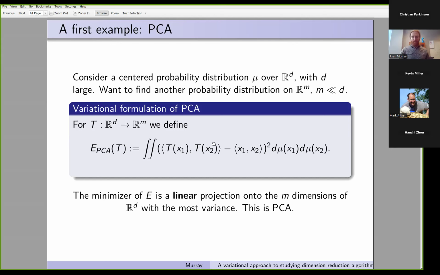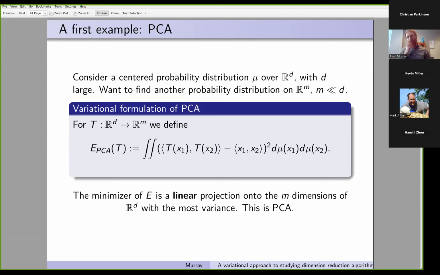One example of how you could do this would be to measure structure preservation in terms of preservation of pairwise inner products. Here I'm calling this energy PCA because the minimizer of this is indeed PCA. What I do is take the double integral, with T evaluated at x1 inner product with T evaluated at x2, and then compare that to the inner product between the original x1 and x2. Then I square that, and I integrate, or take a double sum if you prefer thinking about discrete things, over all of the data points.